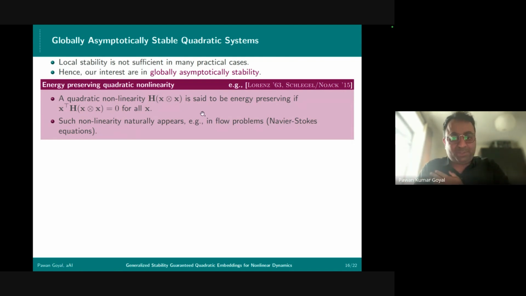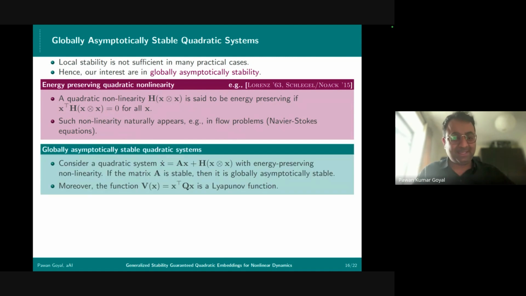But this energy preserving quadratic nonlinearity, x transpose H(x, x) equals 0, we cannot use in the optimization sense directly. But let's say that we can construct some matrix H which will satisfy this condition, x transpose H(x, x) is 0. If we have this kind of dynamical system where the A is stable and H follows this principle, then the overall quadratic system will be globally asymptotically stable. And we can also write the Lyapunov function for this, and we can see that this is actually a Lyapunov function for this quadratic system.